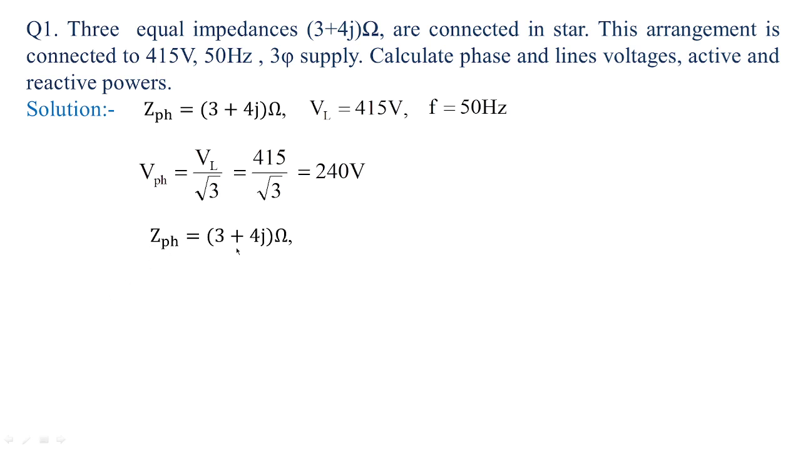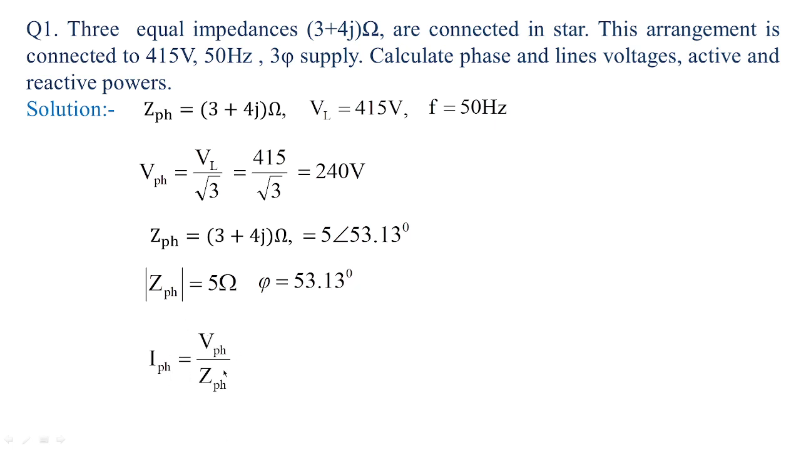So impedance in rectangular form is 3 plus 4j. I can change it to polar form as 5 at an angle of 53.13 degrees. So the magnitude of impedance is 5 ohms, and the phase angle is 53.13 degrees.